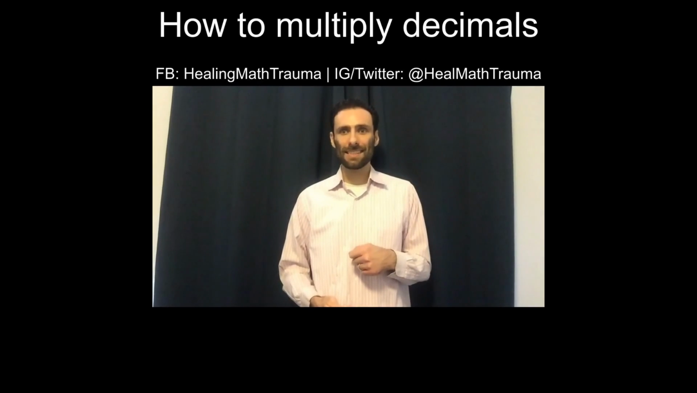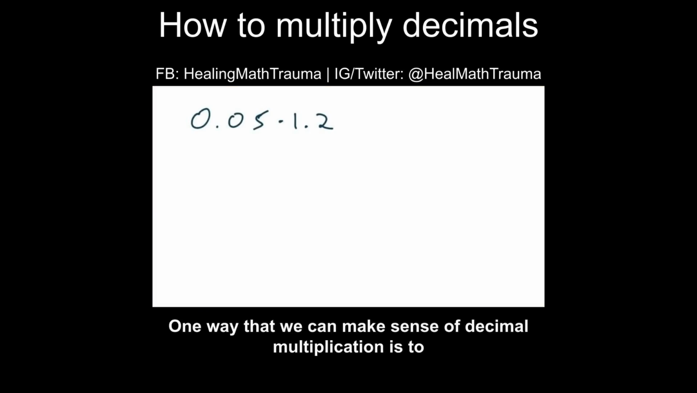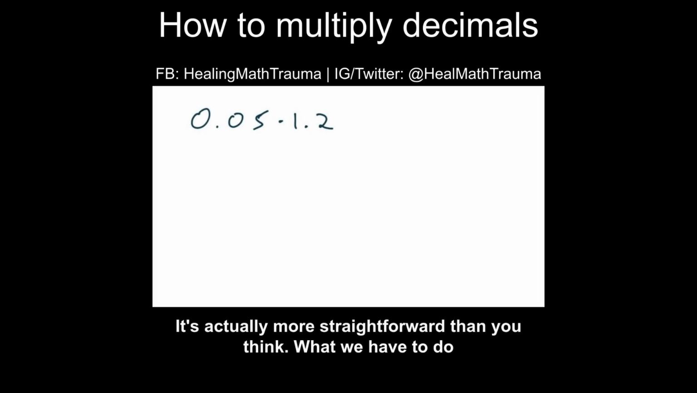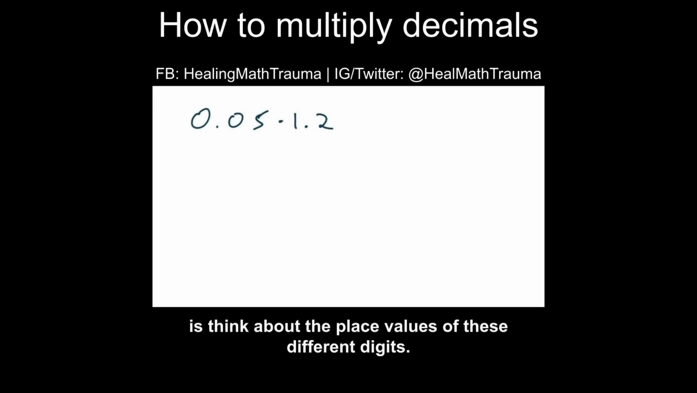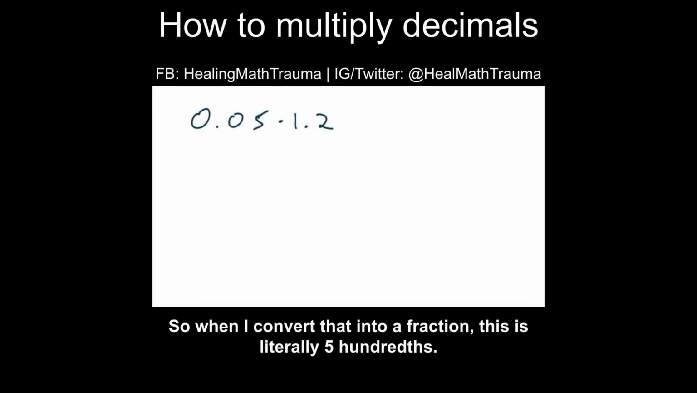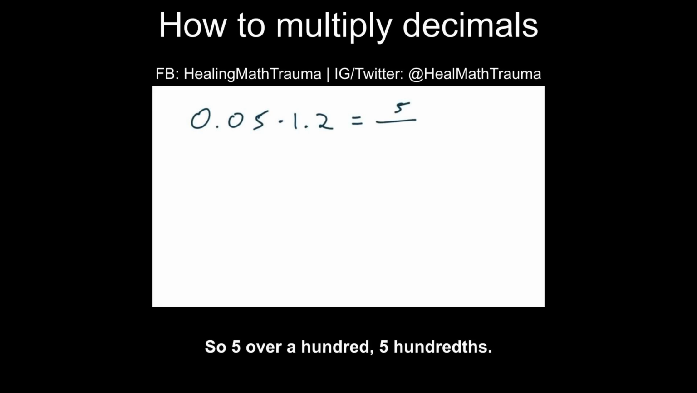Understanding decimal multiplication. One way that we can make sense of decimal multiplication is to actually turn it into multiplication of fractions. And if you're thinking to yourself, wait, how am I supposed to turn these decimals into fractions? It's actually more straightforward than you think. What we have to do is think about the place values of these different digits. So when I have 0.05, this is the ones place, this is the tenths place, and this is the hundredths place. So when I convert that into a fraction, this is literally 5 hundredths. So 5 over 100, 5 hundredths.